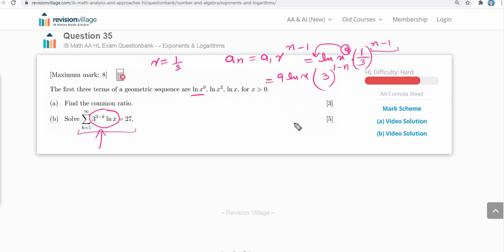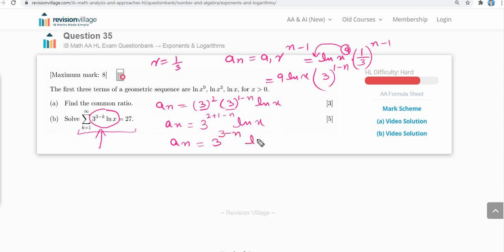Alright, now let's see how much we can solve it further. So I'll just bring the working over here. a_n will become equal to, I can write this 9 as 3 squared, so 3^2 times 3^(1 minus n), and this ln x as it is. Now you see the bases are the same, so we can add the exponents. It will become 3^(2 plus 1 minus n) ln x. So my a_n, the nth term, will become equal to 3^(3 minus n) ln x.